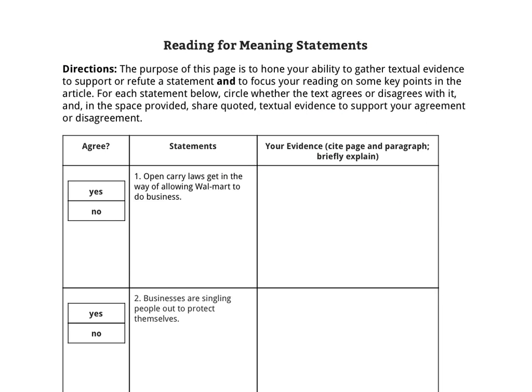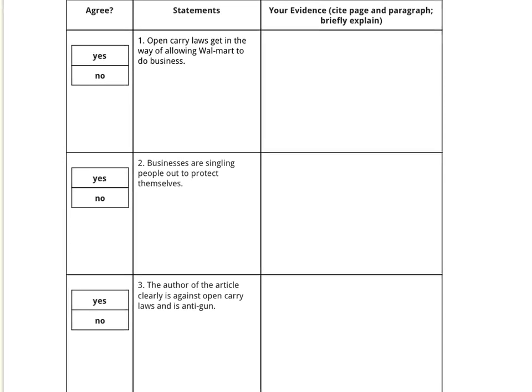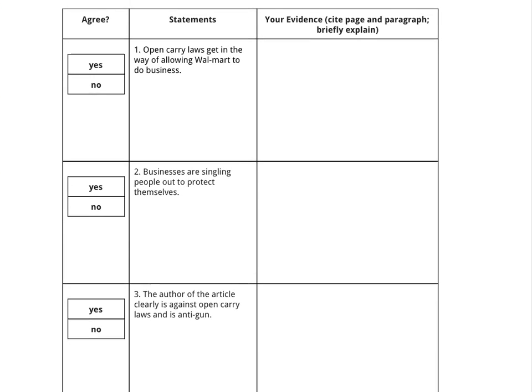Another sheet that you'll have with your article is this reading for meaning sheet. It says the purpose of this page is to hone your ability to gather textual evidence to support and refute statements, and to focus your reading on some key points in the article. For some of the statements below, you need to circle whether the text agrees or disagrees, and in the space provided, share quotes and textual evidence in support of agreement or disagreement. In these, there are always going to be 3 of them, and you need to decide if the article supports it or not.